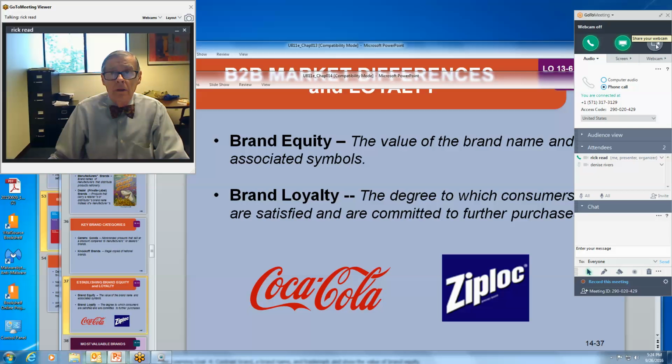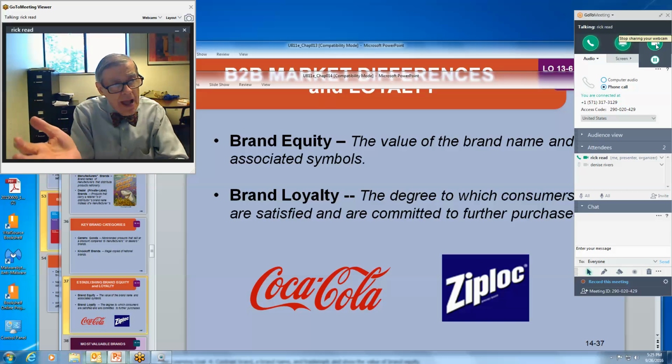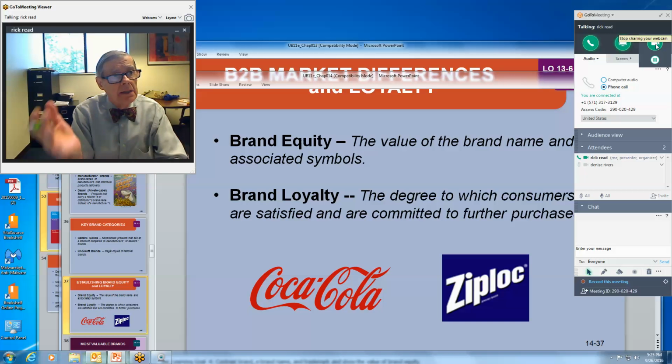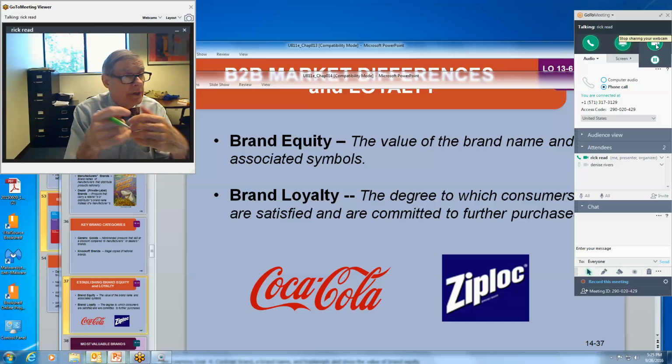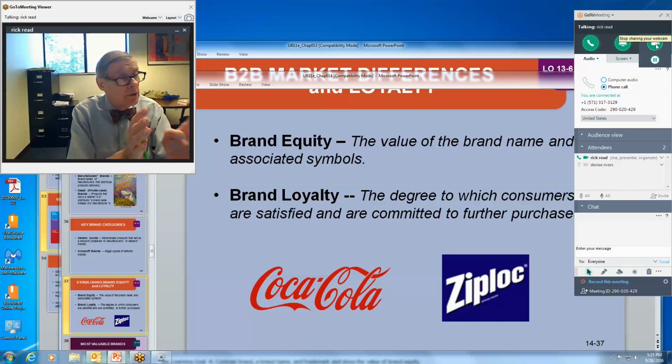There's brand equity and brand loyalty. Brand equity is the value that an organization believes comes from its brand. And there's a lot of money involved in that equity. Brand loyalty is the degree to which you will not accept a substitute. You're not going to make any further purchases or any other evaluations because you want that particular product.